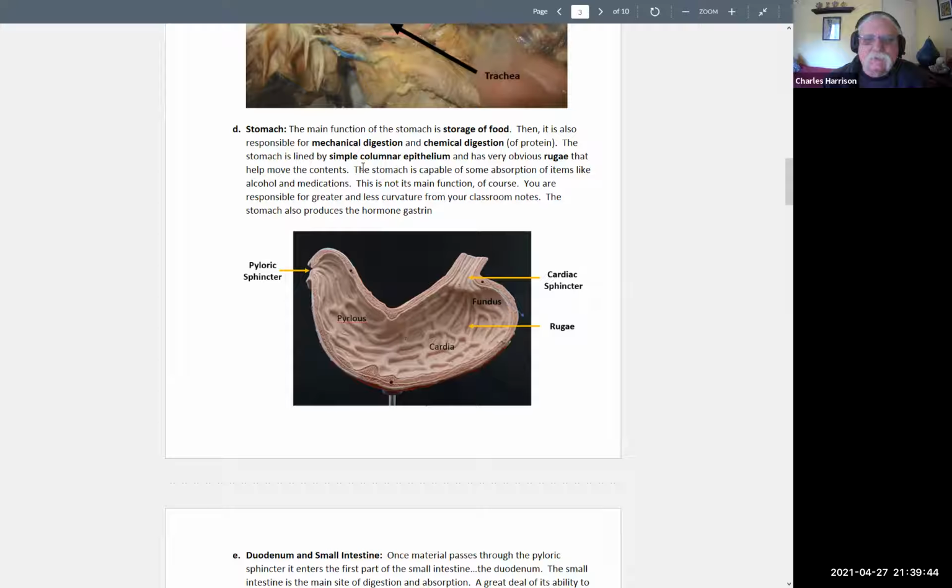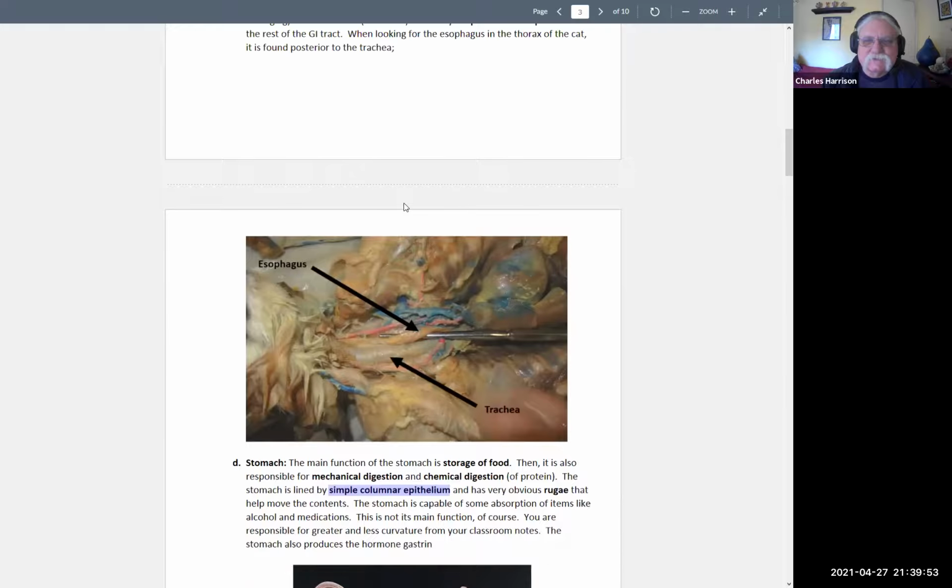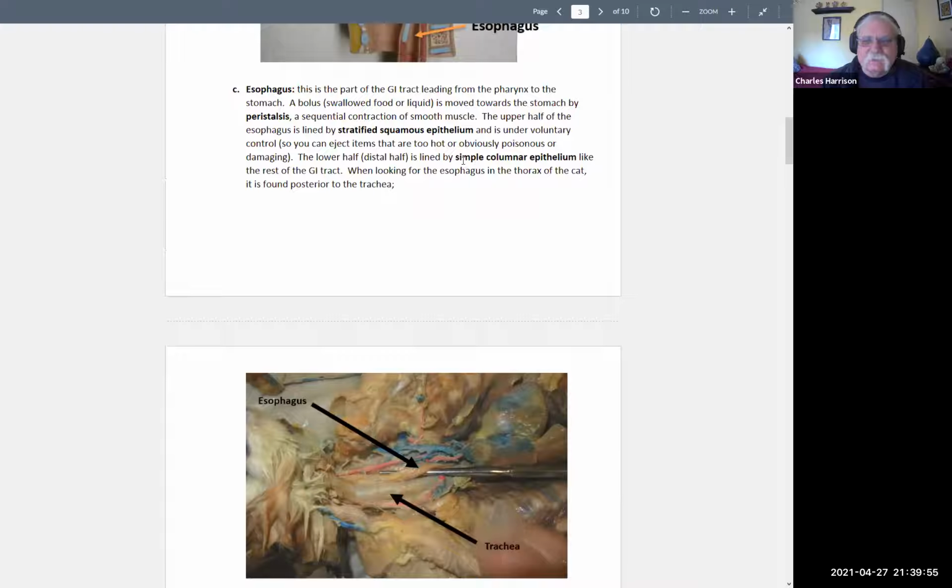The stomach is lined by simple columnar epithelium. I said it, but I didn't need to, because in the previous paragraph it says everything below the first half of the esophagus is lined by simple columnar epithelium.